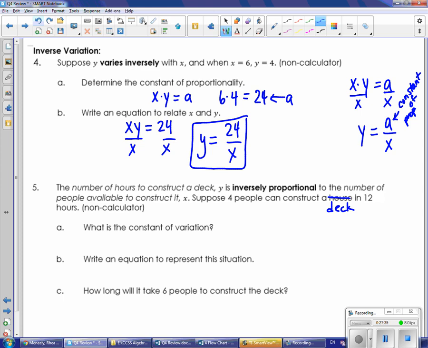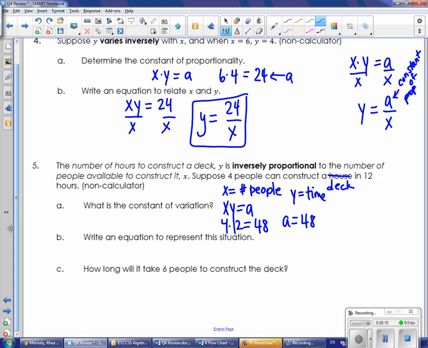So we know that if we said that x represents the number of people and y represents time, and I know that x times y is equal to a, if it's an inverse proportion or inverse variation, and so let's say if we have 4 people, that's going to be x times 12 hours. Well, 4 times 12 is 48. That means that my constant of proportionality or my constant of variation is going to be 48. So if I want to write an equation to represent this, well, if x times y is equal to 48, that means that y must be equal to 48 divided by x.